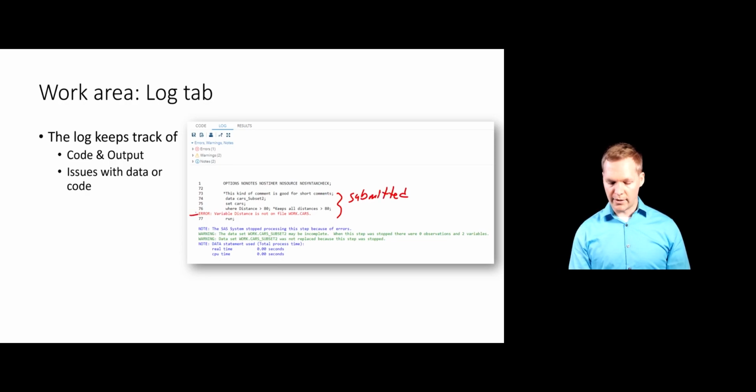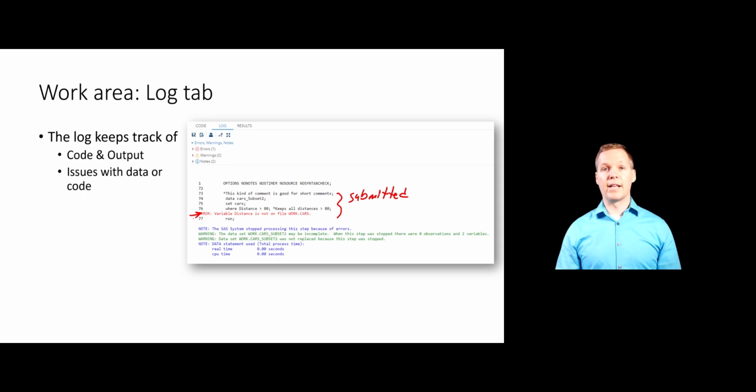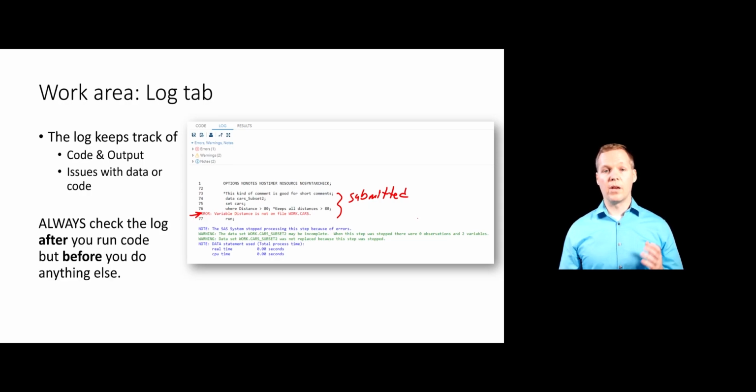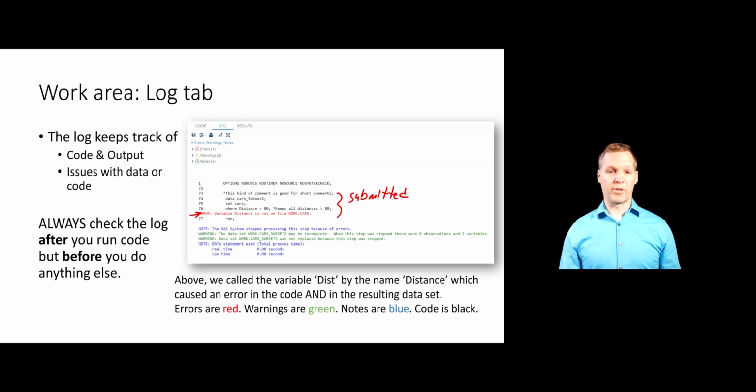So for instance, here, this chunk of code has been submitted for running, but we can see that there is some red in here. We have an error. And so this error says that the variable distance is not in this file. And so we have used the incorrect variable name, and SAS has thrown us an error and let us know, hey, something didn't go right here, so whatever you're seeing in the results are probably not correct. So again, anytime that you are going to submit code, you should always check the log before you look at your results.